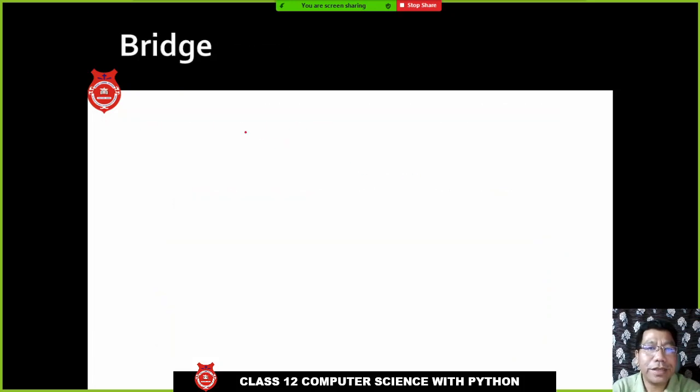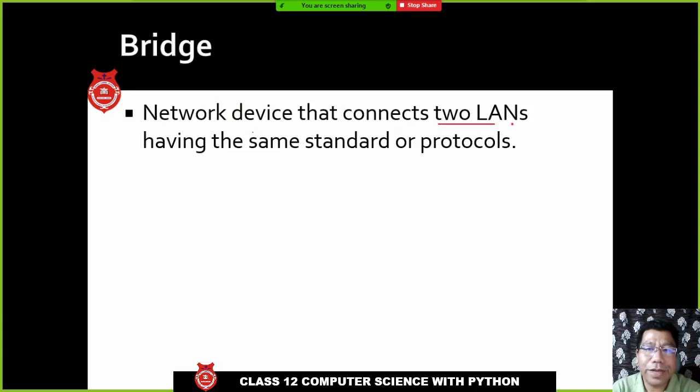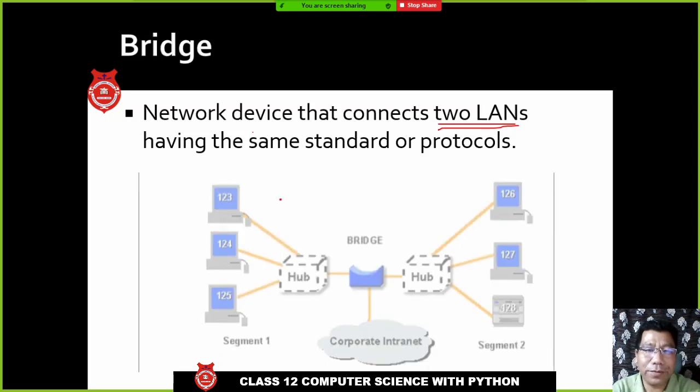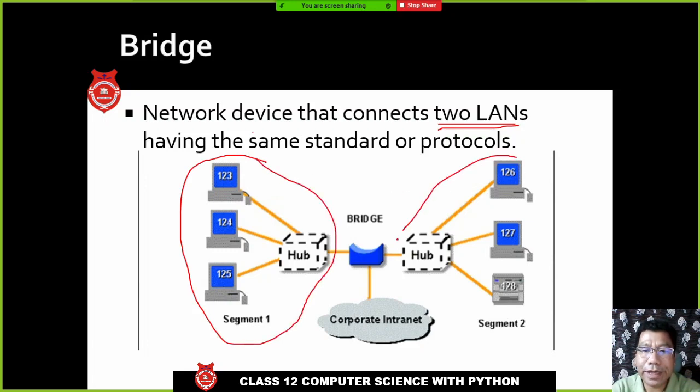Now the next one is the bridge. A bridge is a device that connects two LANs together. I hope you know what a LAN is: local area network. This is the first LAN, and this is the second segment of the network, and these two networks can be connected together using a bridge.